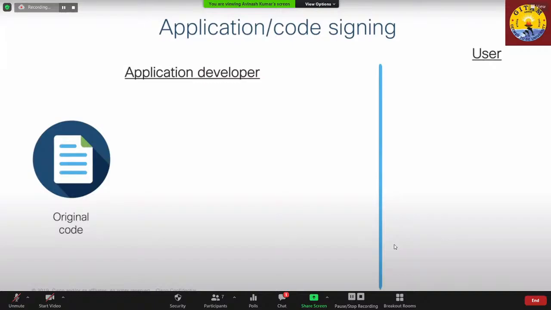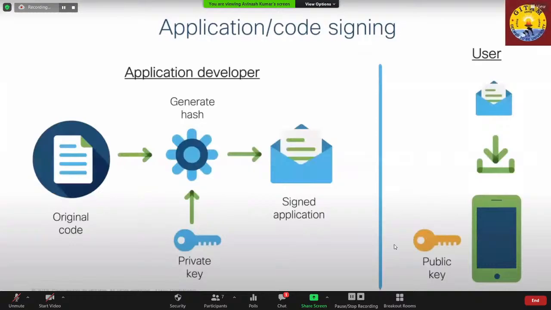So you have an original piece of code. It could be a file, could be a mobile application, or could be a desktop application, anything that it may be. The person that owns or developed that piece of code is generally going to use some sort of a key, in this case a private key, to sign a digital signature onto the code.